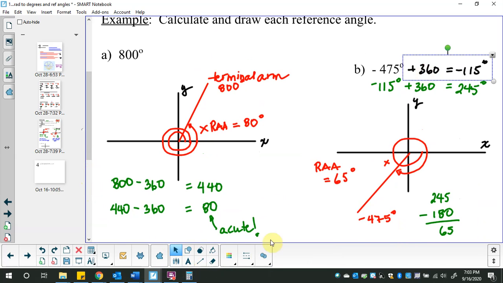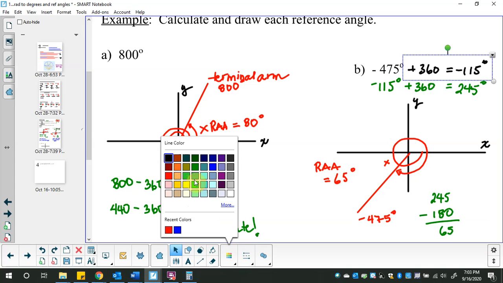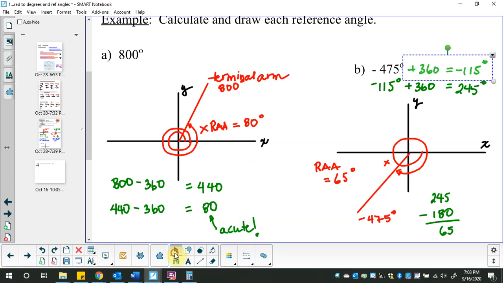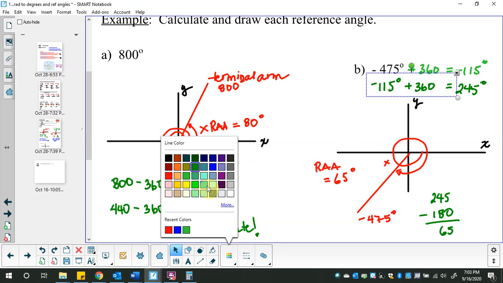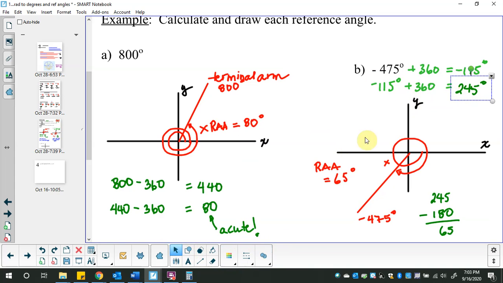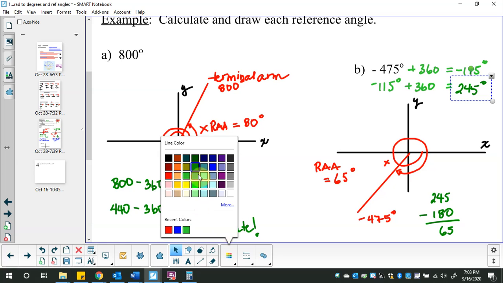I'm taking this information just because it bothers me, and I'm turning it into not quite the same green, but green. There we go. Now it doesn't bother me quite so much.